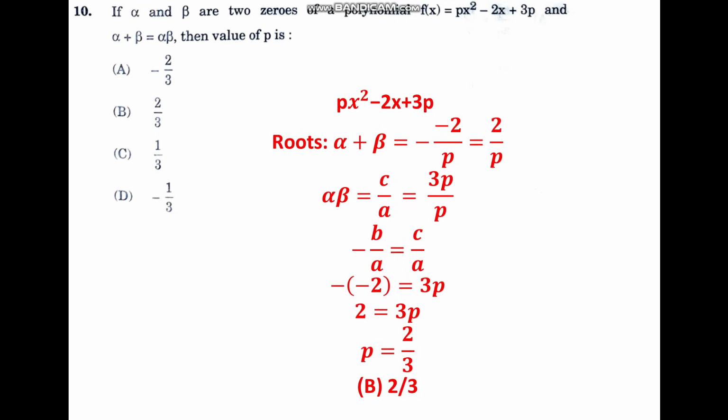When we substitute the value, we get 3p by p, and when we equate them, minus b by a equals c by a, the a can be cancelled with each other, and we finally get 2 equals 3p. 3 will go to that side, and the value of p will be 2 by 3. That is, the correct option is option number B, 2 by 3.